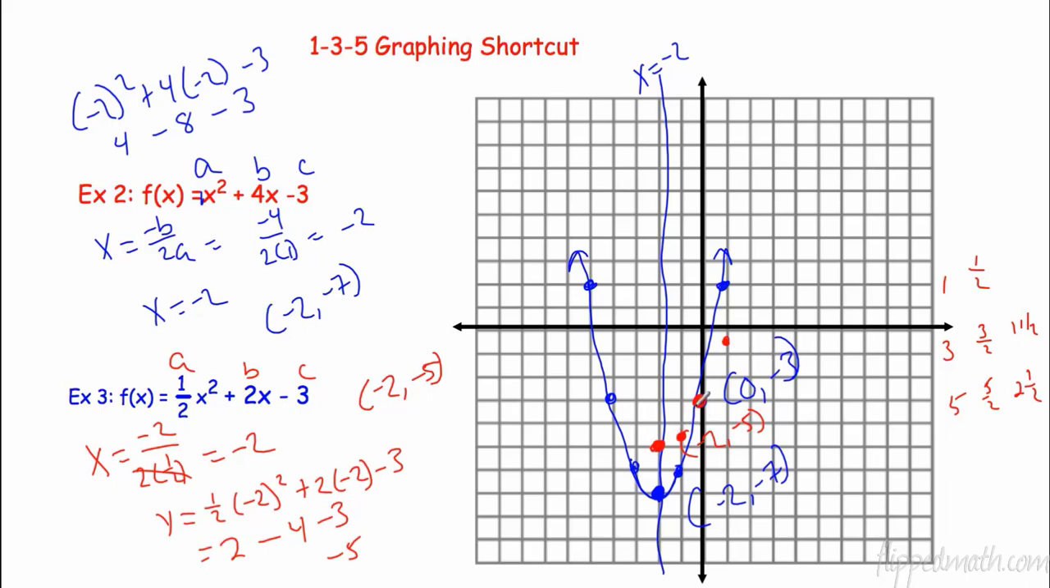This is kind of a good one to do because you can totally see how this is a wider parabola, because the axis of symmetry is the same, and you can see it's getting wider right there.